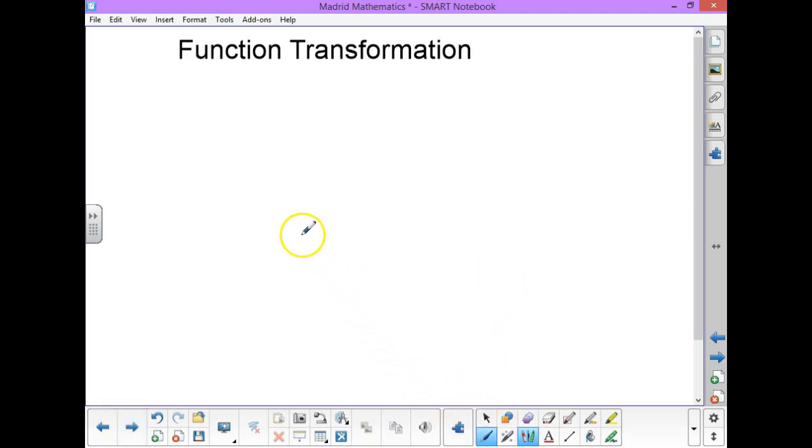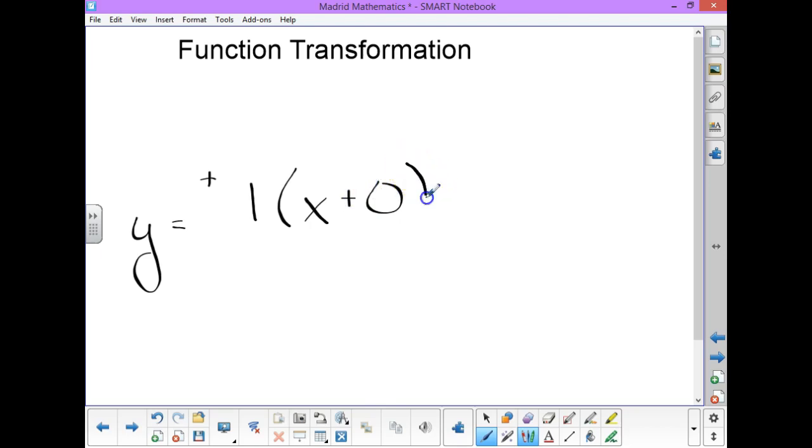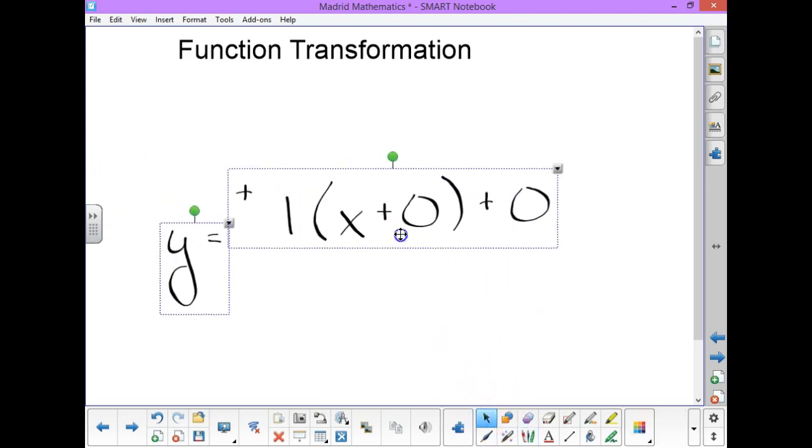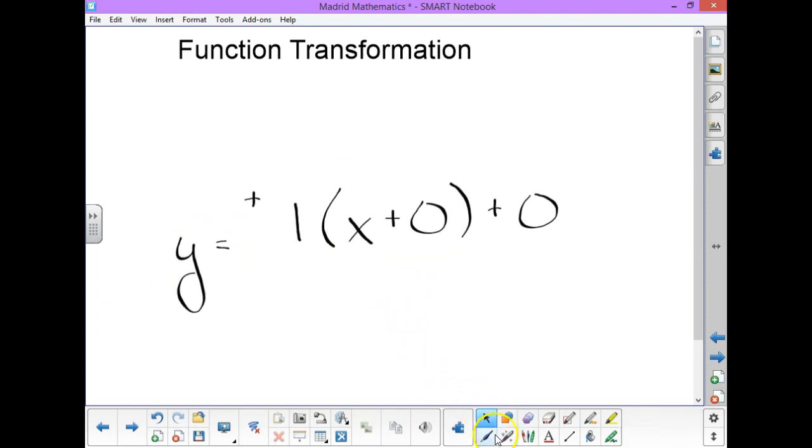Hi guys, we're going to be looking at function transformations. The first thing we're going to look at is this form because it's very helpful for all functions, from linear to square root and everything in between. All of your functions can end up having this form or a very similar form. First let's talk about the benefits and then we'll look at some examples.